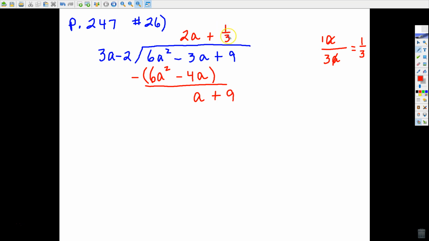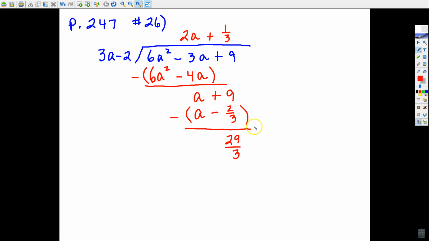Now multiplying by 1/3, 1/3 times 3a is just a, and 1/3 times negative 2 is negative 2/3. All right, set up the subtraction, and of course the a's will cancel. If you want to think of 9 as 27/3, then you're adding 2/3. That gives you 29/3.